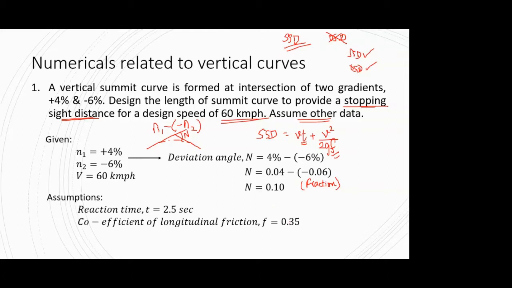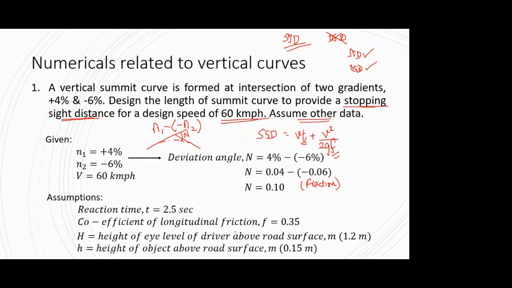So from that, I've taken this assumption. Again, if you recall the formula for the summit curve, you require two parameters, capital H and small h. Capital H is the height of eye level of the driver, which again has a standard value of 1.2, and small h is the height of the object above the road surface. That is also a standard value. We are assuming it as 150 mm, that is 0.15 meter. So these are our assumptions, and this is the given.